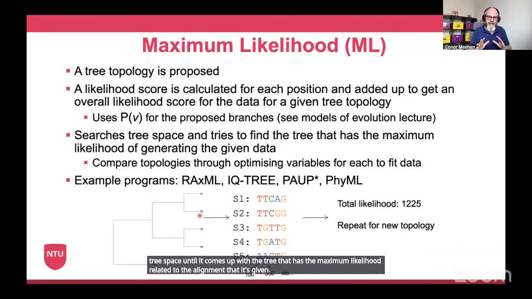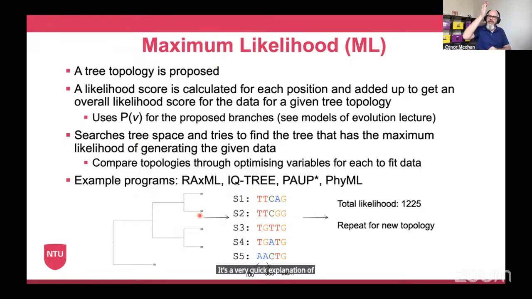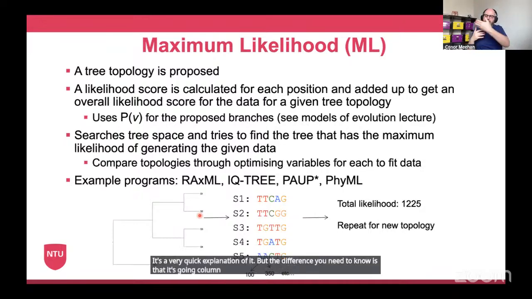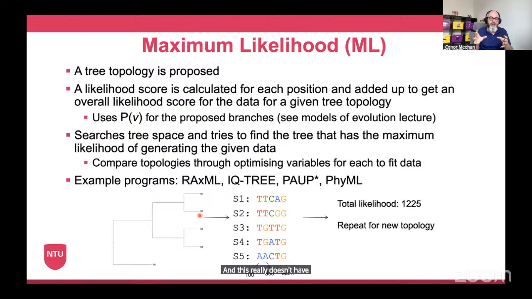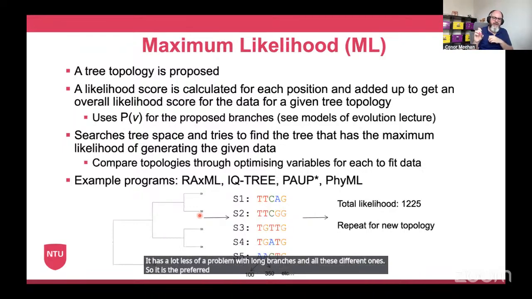It's a very quick explanation of it, but the difference you need to know is that it's going column by column and checking the support of that column for the tree that you've proposed. And this really doesn't have as much of a problem with convergent evolution. It has a lot less of a problem with long branches and all these different ones. So it is the preferred way to build a phylogenetic tree for really anything these days over distance or parsimony approaches.